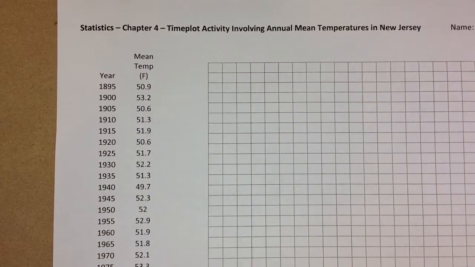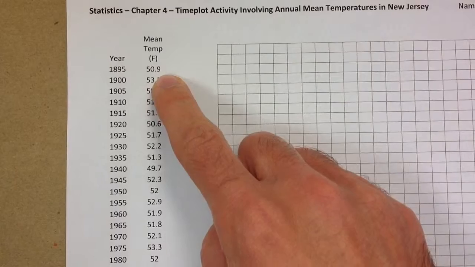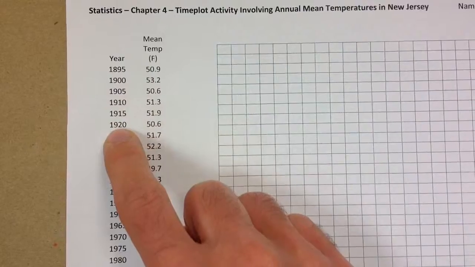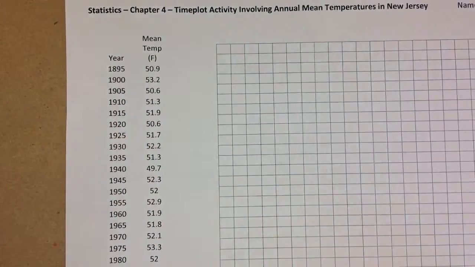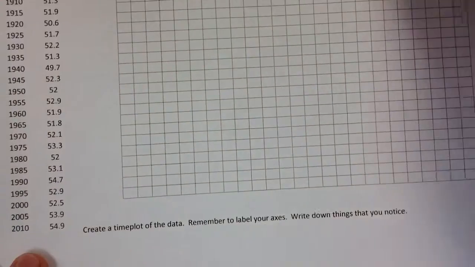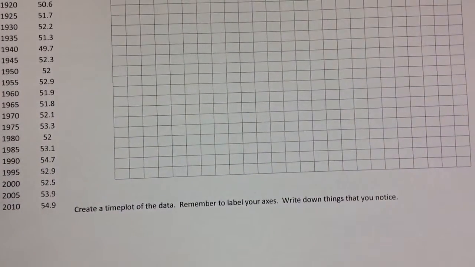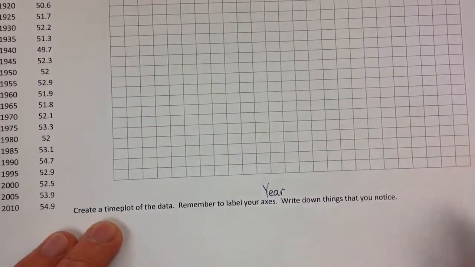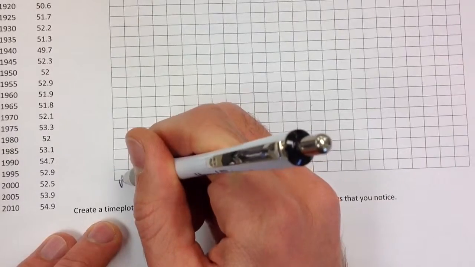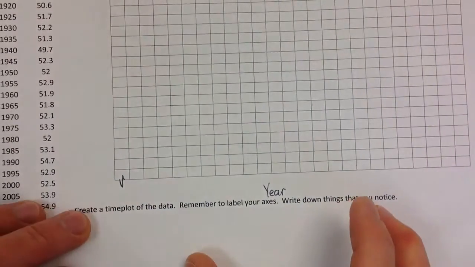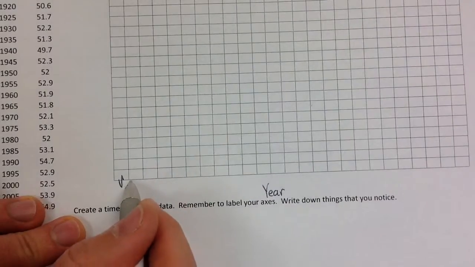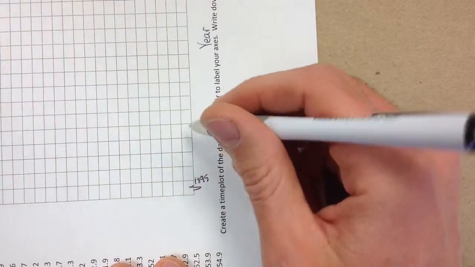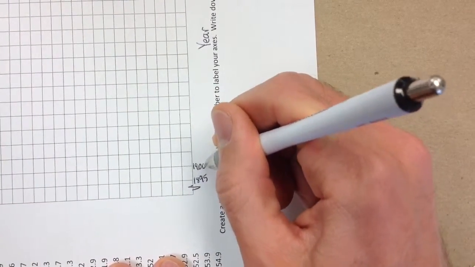So here we're going to make a time plot of the mean temperature in the state of New Jersey in intervals of 5 years. Our x-axis is going to be the year. And I'll put a break in the graph because I'm not starting at 0. And we're starting at 1895. And I will write vertically so as to be able to write all the digits out there.